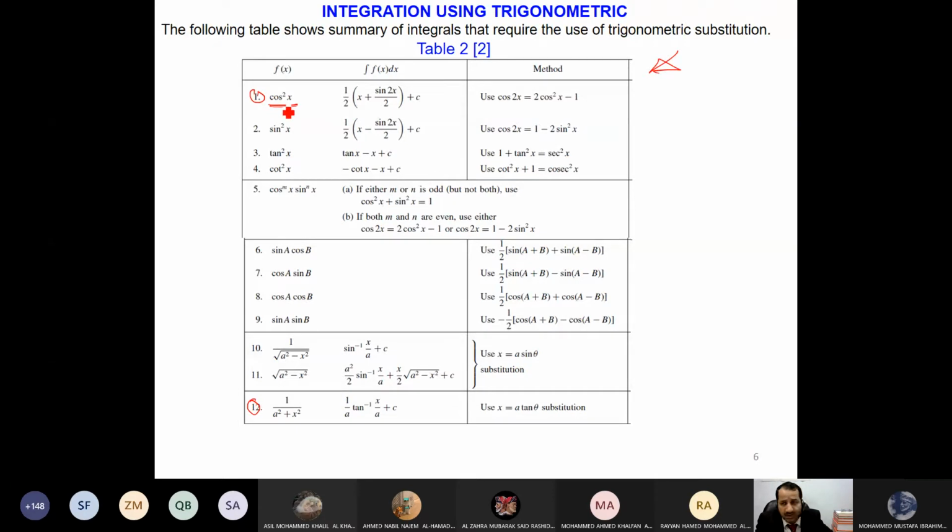So if it is cosine square x, I use this result. This is the result of this integration. How did he reach this in the table? By using this method. So if your function is cosine, this is the result of the integration. Sine square, cot square, cosine by sine, sine by cosine, or cosine cosine, sine sine, or similar to one of these functions, you always have results for the integration. Let's apply one of them.